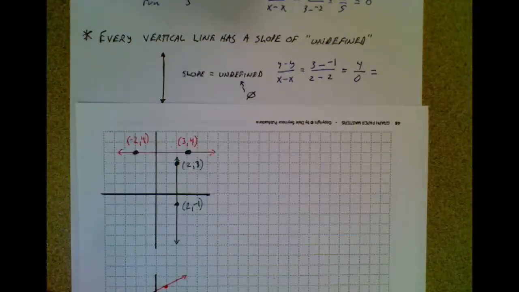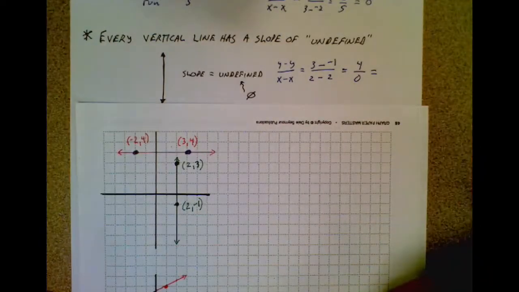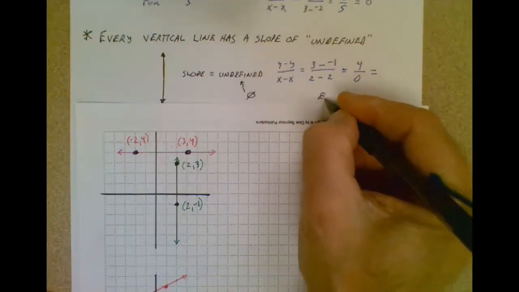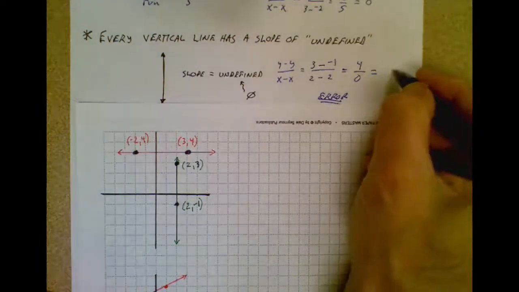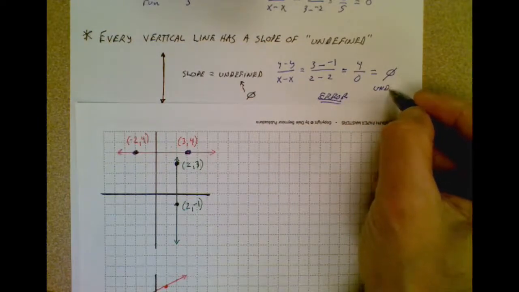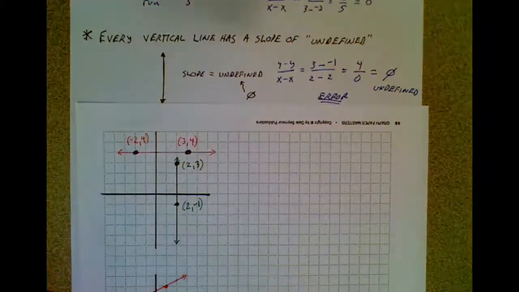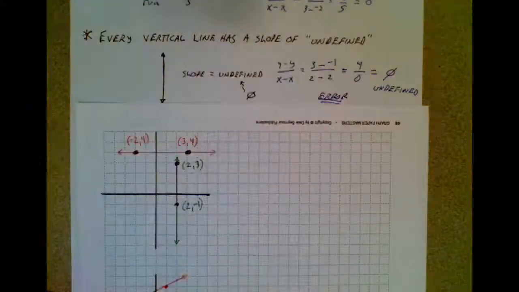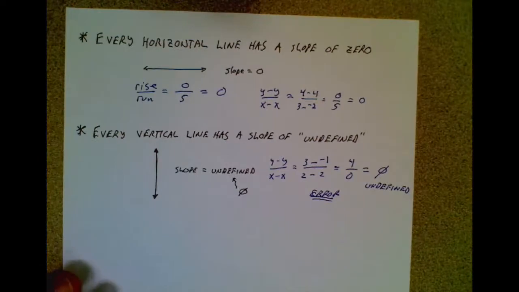Now you want to see something surprising? You want to see your calculator bark at you? Go 4 divided by 0 on your calculator, and it's going to say some form of error or something else that is the equivalent of your calculator barking on you. That's the calculator's way of saying you cannot divide by 0, so we are going to call this an undefined slope. So go ahead and either memorize these or calculate them. You're going to come up with the same conclusion whether you memorize it or you calculate it.